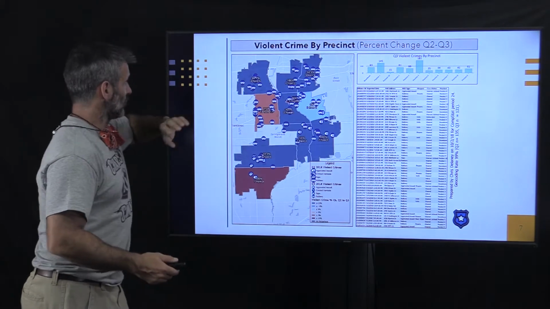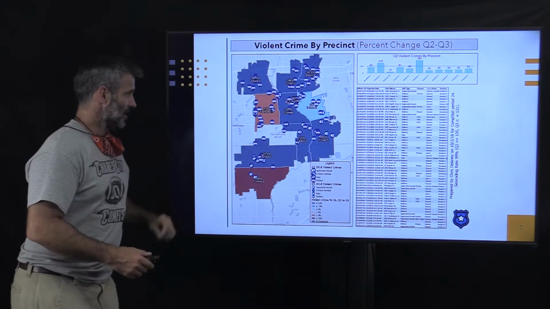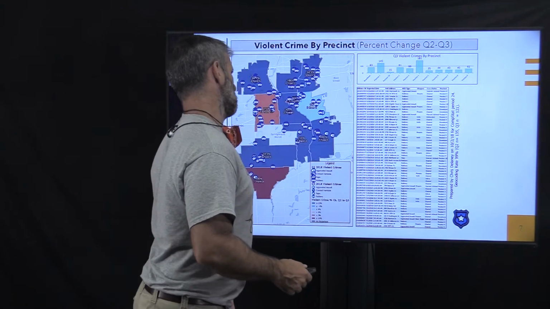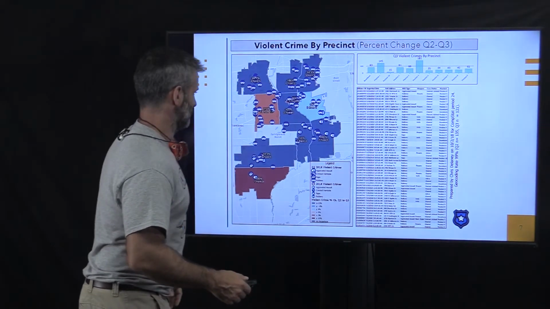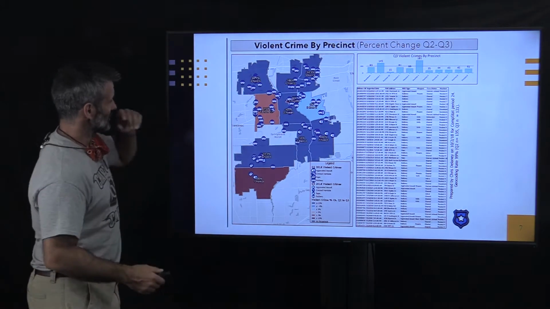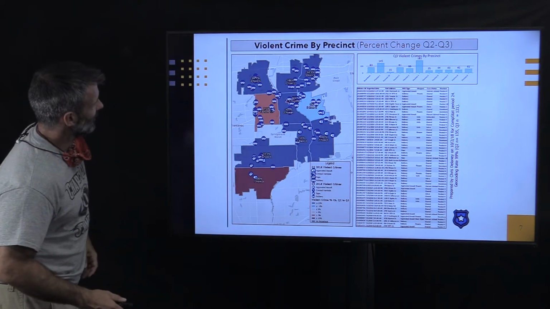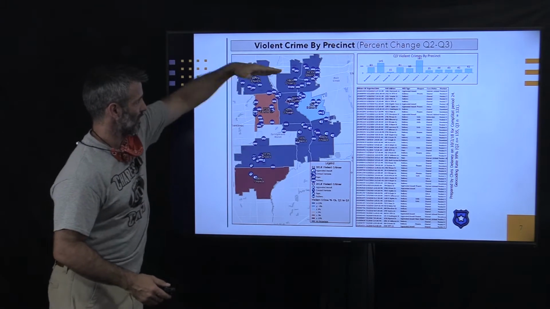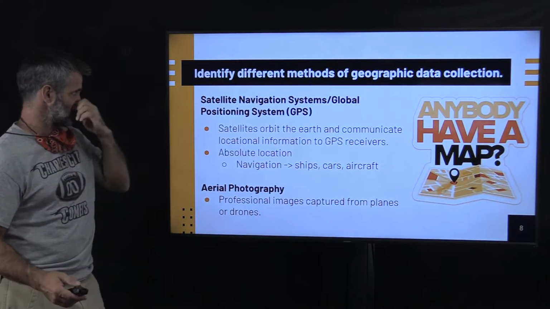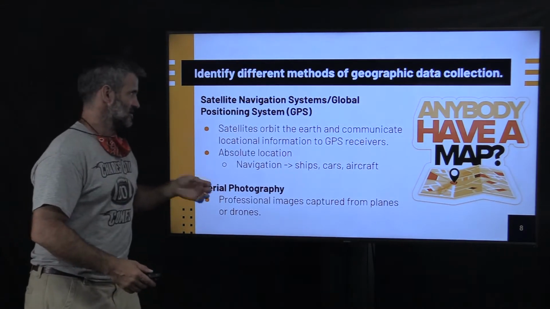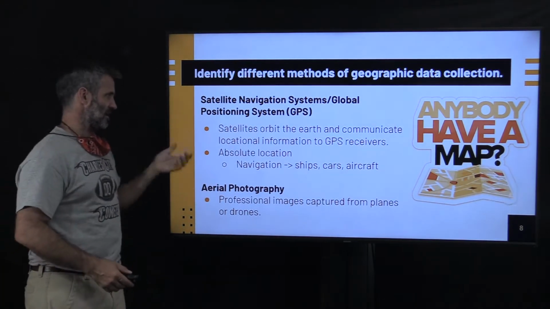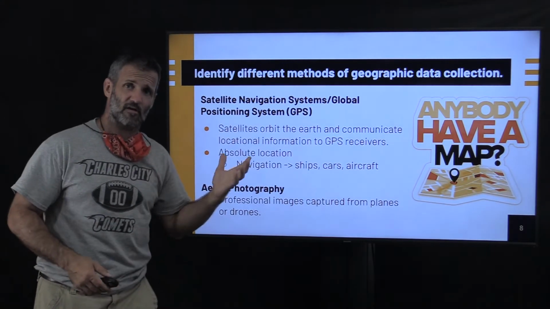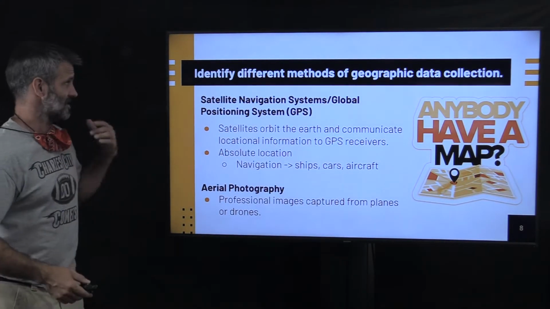Here's an example when it comes to violent crime. This is for what city? I forget right now, but it's from 2008 and it's divided by precinct. So it lays out where all these different violent crimes happen. We also have GPS. Satellites orbit the Earth, communicate, and give us absolute location. This is what we use on our phones and our cars. All that is the satellite.